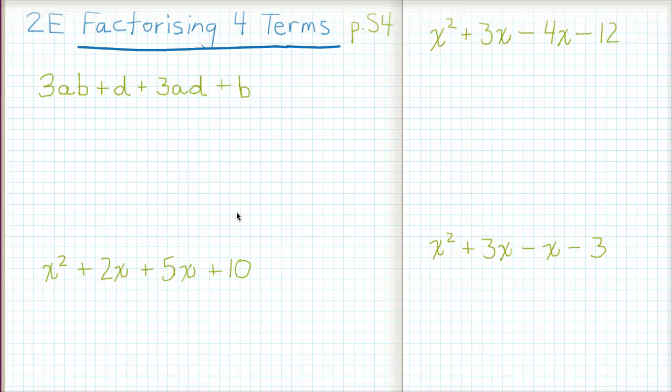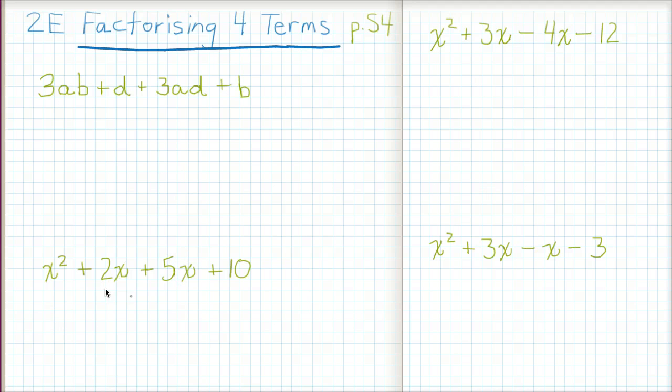This video should help you with exercise 2E on how to factorize 4 terms. So far, all of the examples we've dealt with have had 3 terms, maybe an x squared term, an x term, and a constant term. You'll see here in these examples that they all have 1, 2, 3, 4 terms.